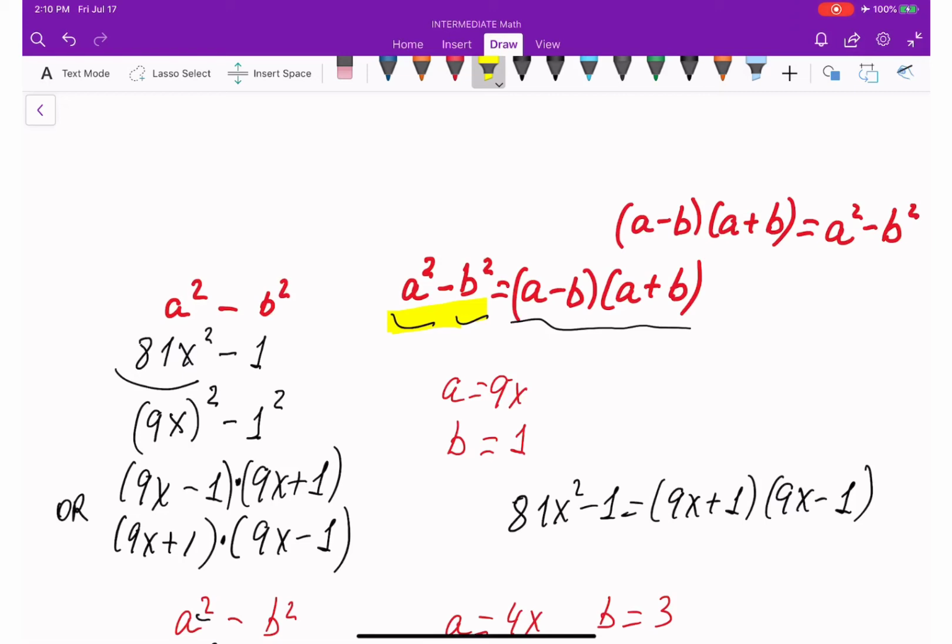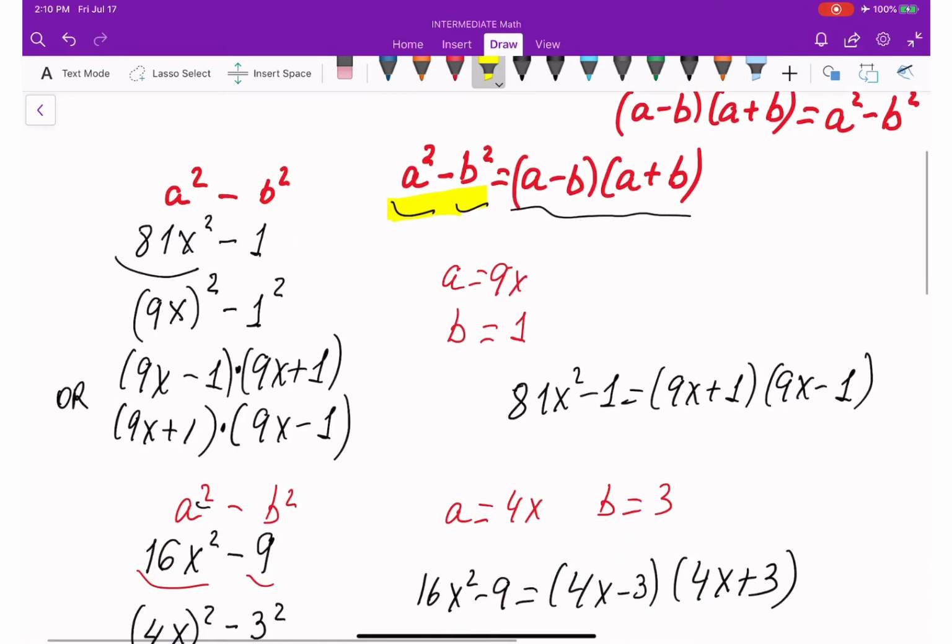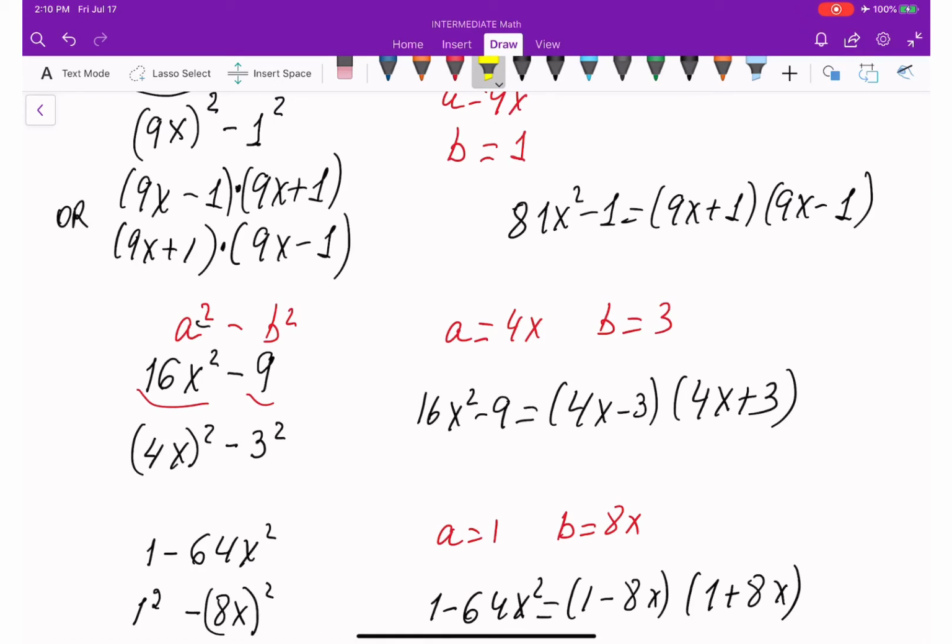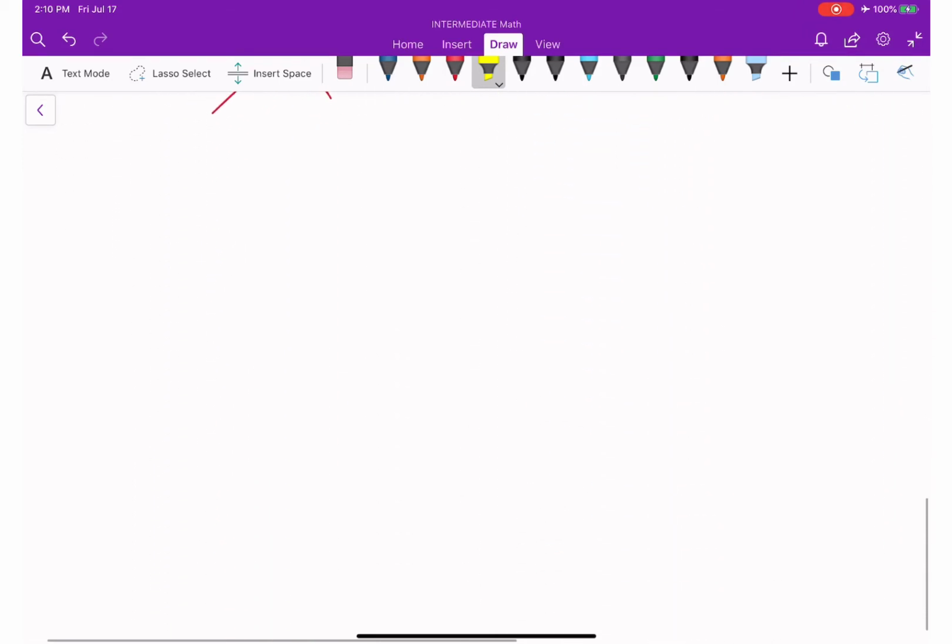All right. So next, I'm going to write down another case that is going to be interesting. So let me write down 256 m to power 8 minus 625. Okay, let's see what we can do here.